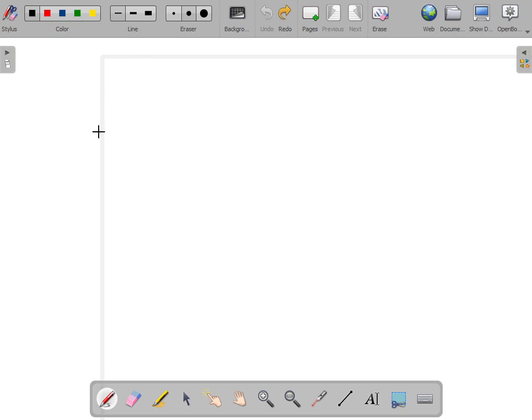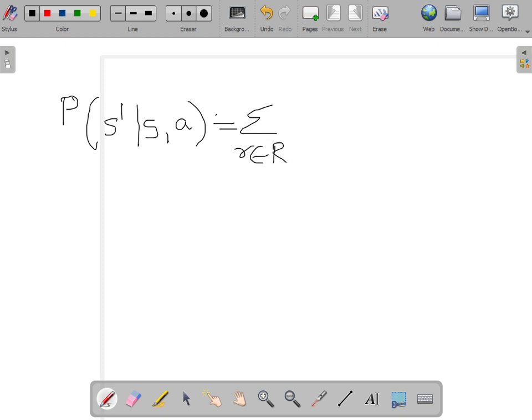So the first thing we need to know is this equation I'm taking here. So what is this equation actually? This equation is a transition probability.